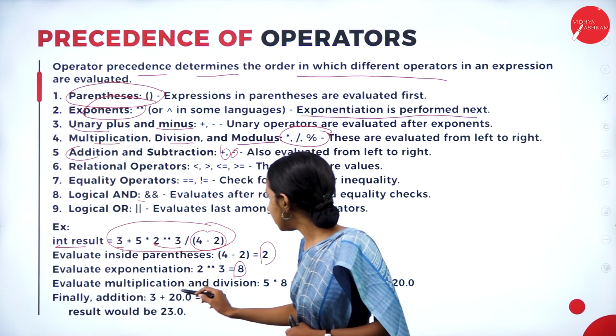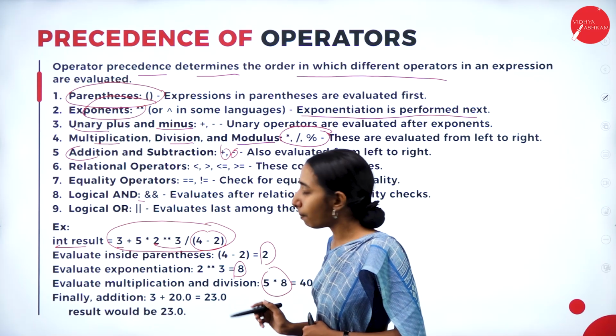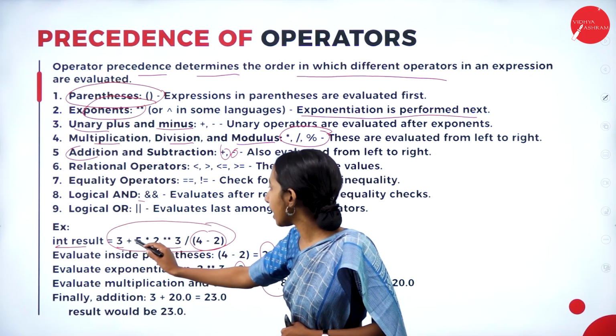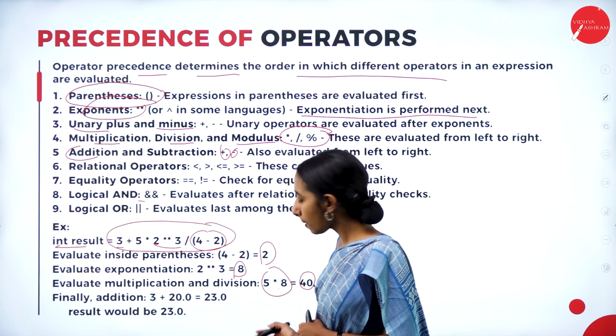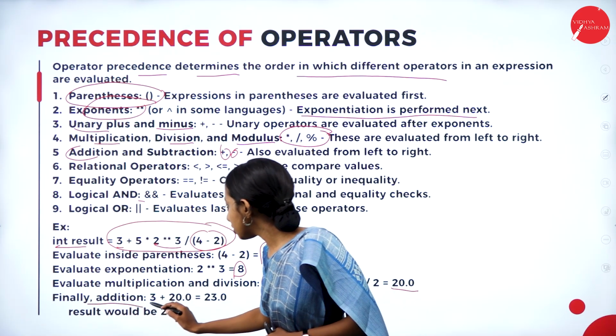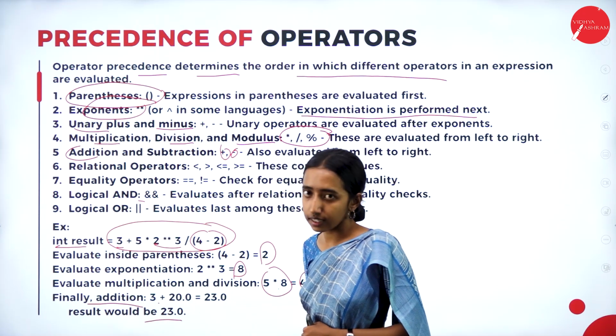Next we evaluate multiplication and division. We are having multiplication first, so 5 * 8, that is 40. After that, 40 divided by 2, that is 20.0. And finally addition, 3 + 20, that is 23. So the result would be 23.